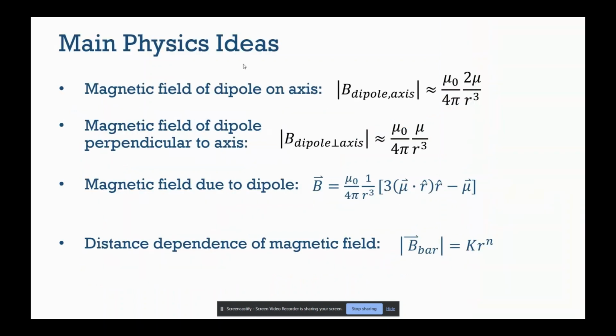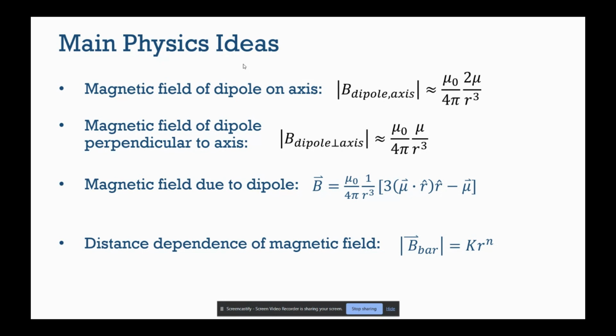In this experiment, we focus on the magnetic field of a dipole on axis, which can be calculated through this equation. The main idea is that the magnitude depends on 2 times the dipole moment, and it has a distance dependence of 1 over r cubed. We also focus on the dipole perpendicular to the axis, which is the same thing, just without the 2, and it's going in the opposite direction of the dipole moment.